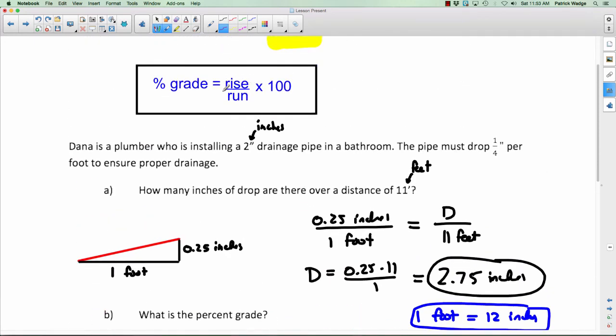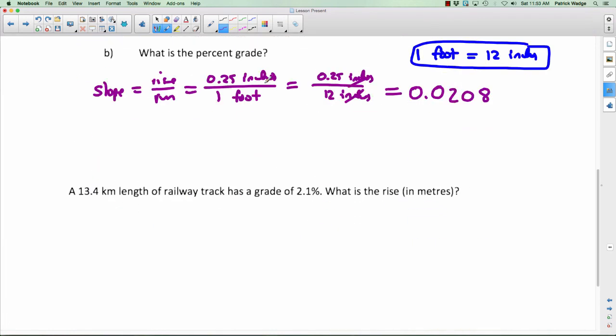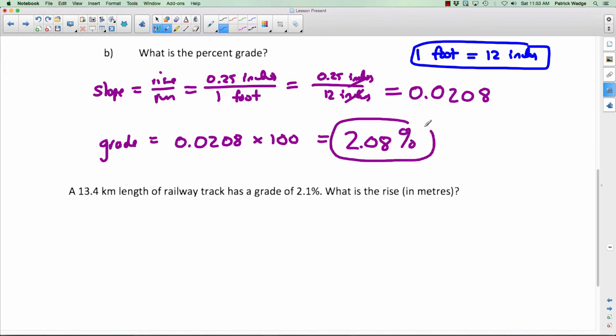So let's go back and look at our formula. What we have to do is get the slope, which we just did, and then multiply by 100. So for our grade, all we need to do is take our 0.0208 and times it by 100. You know how to multiply by 100? You can do it on a calculator, or you can just move that decimal 2 spots to the right. 1, 2. The decimal is going to be after the 2. So it's now going to be 2.08. And don't forget to put percent. When you get a grade, it is a percent.